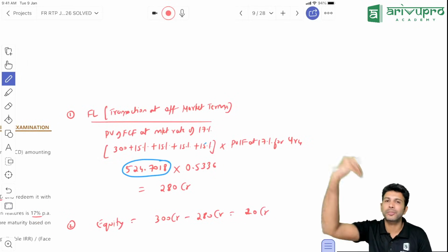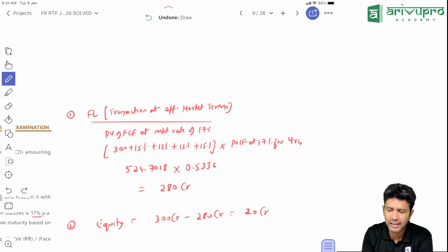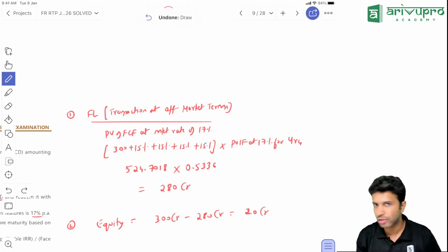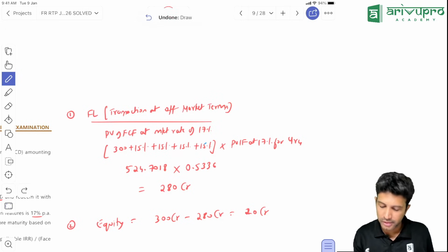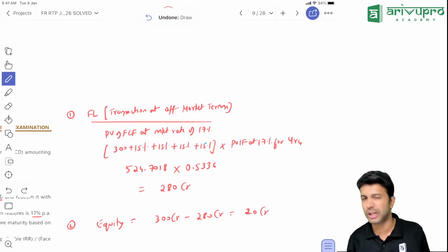Okay, but this will be expected to be paid in future. So we need present value. For fair value calculation, we always use market rate. Market rate is 17%. So find PVIF, because the payment is only happening once. Present value interest factor at 17% for the 4th year, which is this. So this is the value of the financial liability that you will recognize initially.